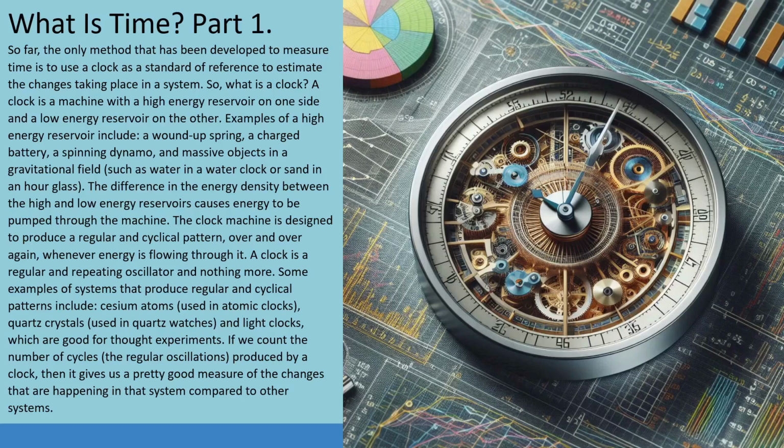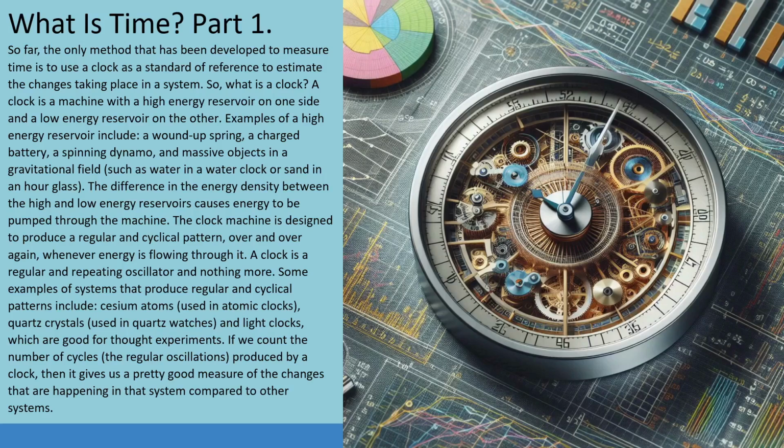A clock is a machine with a high-energy reservoir on one side and a low-energy reservoir on the other. Examples of a high-energy reservoir include a wound-up spring, a charged battery, a spinning dynamo, which is a generator, and massive objects in a gravitational field, such as water in a water clock or sand in an hourglass.